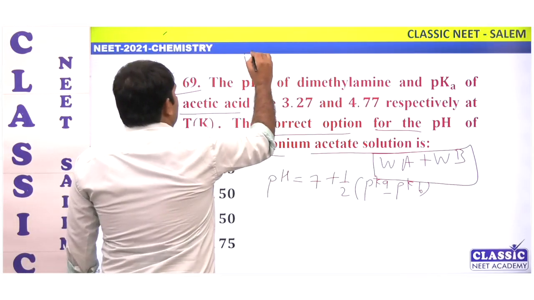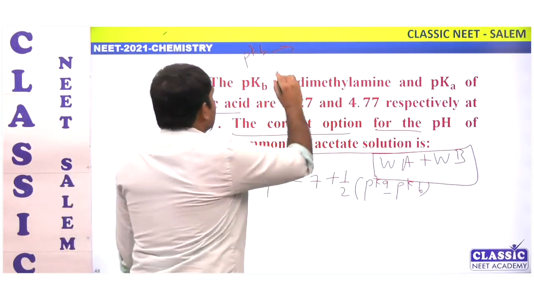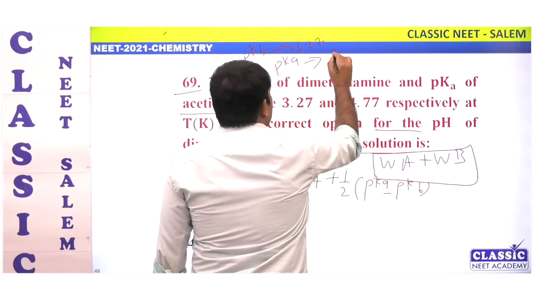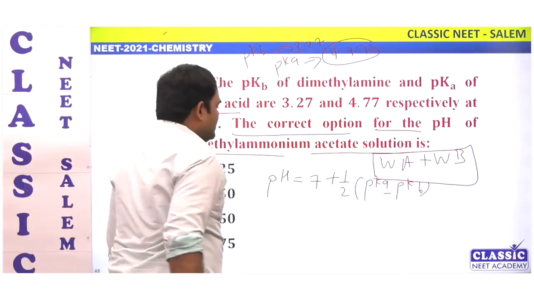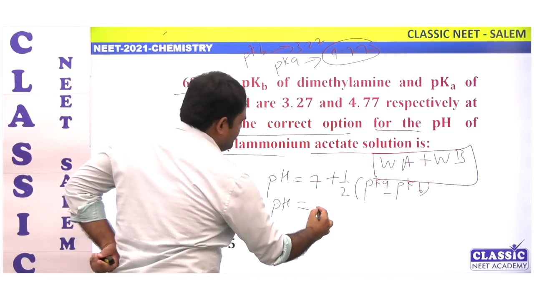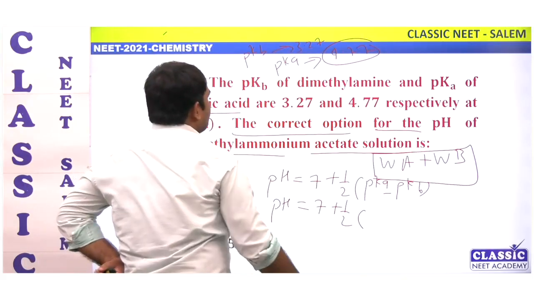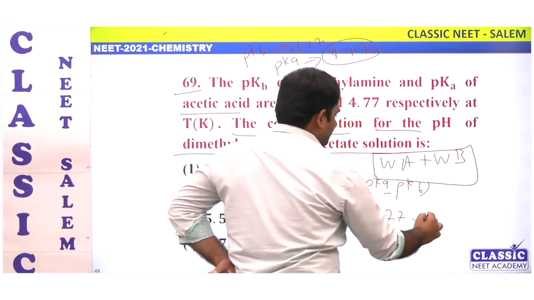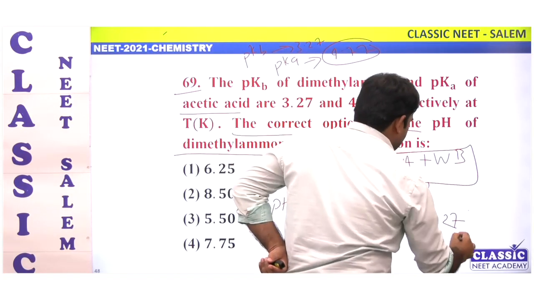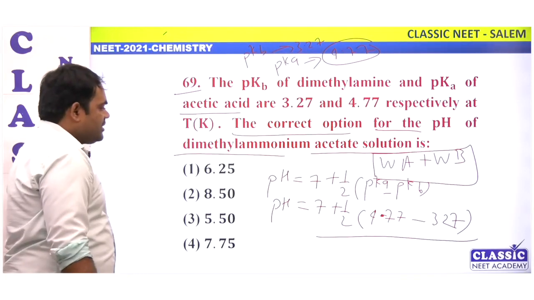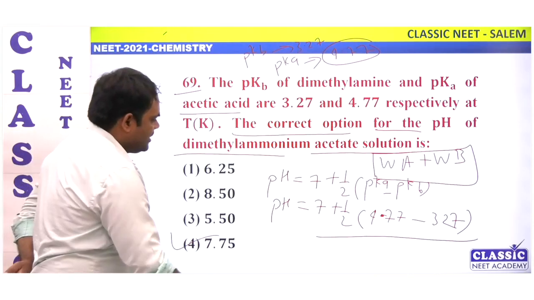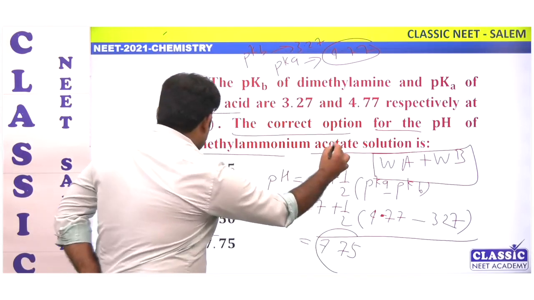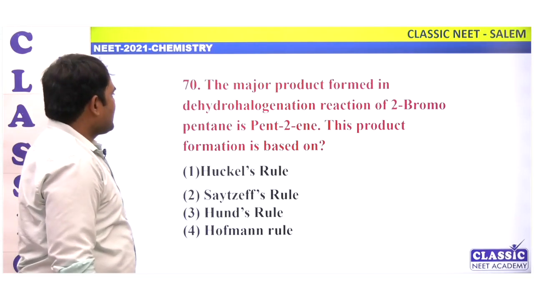So firstly we have to know what the pKb is. The pKb value is given here, that is 3.27. What about the pKa value? It is given as 4.77. So we can put all these values here. pKa value is 4.77, and minus the pKb value, that is 3.27. We can calculate that. After calculation what are we going to get? 7.75. So the pH value will come 7.75. So which one is the correct? The fourth one is our correct answer.